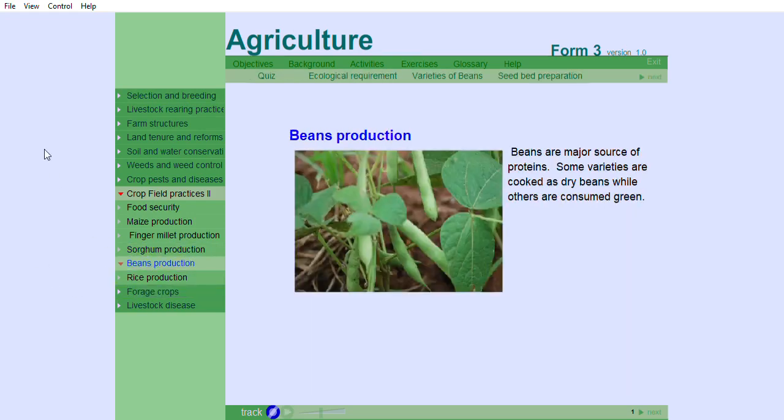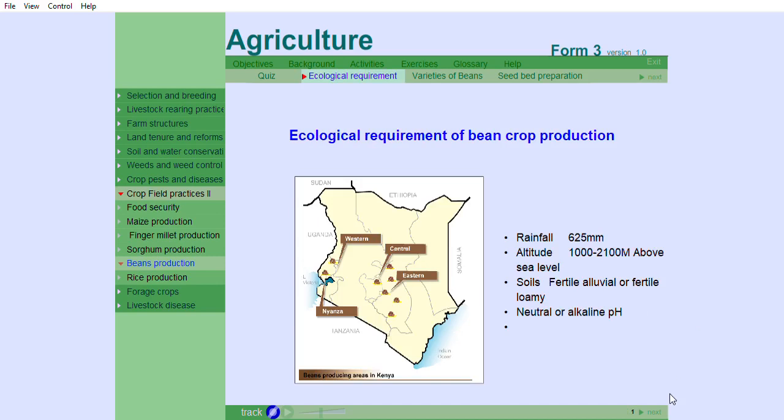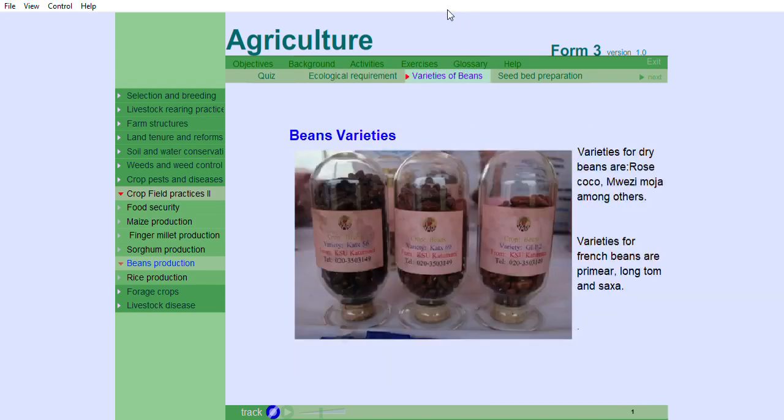Beans production. Introduction. Beans are a major source of proteins. Some varieties are cooked as dry beans, while others are consumed green. Varieties. Varieties for dry beans are Rose Coco, Mwezi Moja.